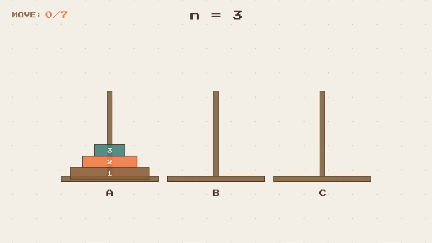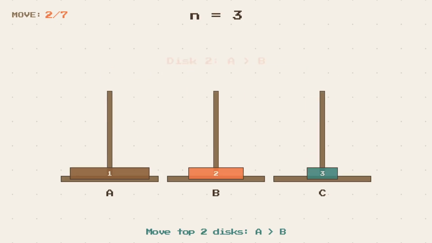Okay, let's start with three disks. We need to get all of these from A to C. That's our goal. First we need to move the top two out of the way. The smallest disk goes from A to C, disk 2 to B. Now the smallest goes on top. The top two are on B now. Now the biggest disk is free.